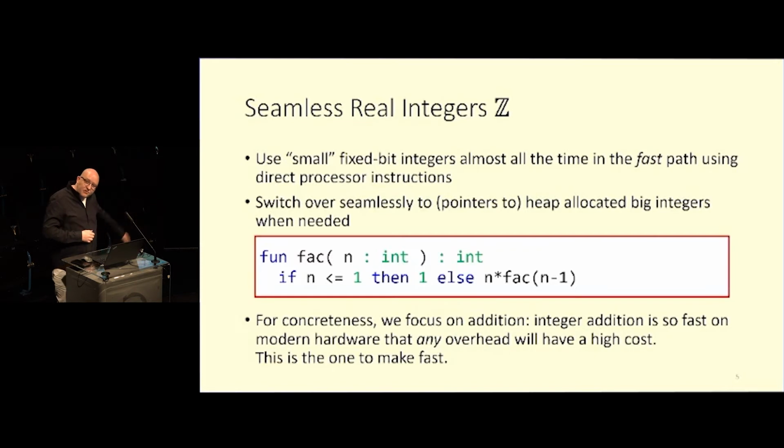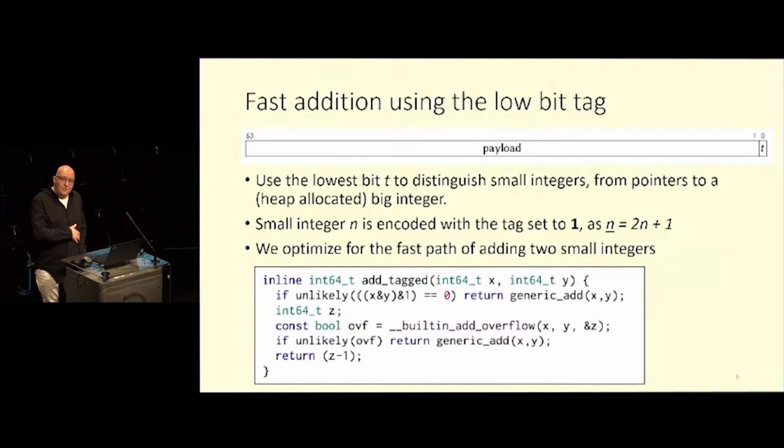I'm going to focus in this talk on addition, because addition is really cheap on a modern processor, basically free. So any overhead you get is pretty severe. And that's why generally the default is still not real integers. If you look at how most systems do it, including OCaml, you put in a little tag bit. The lowest bit is going to be my tag, and small integers get a 1 there. So I'm going to encode a small integer n as 2n plus 1.